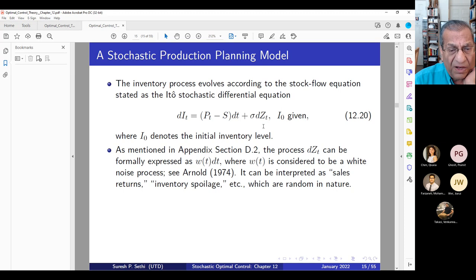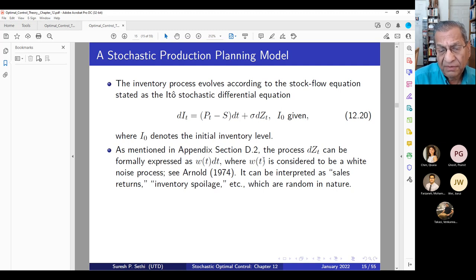I also noted in section D.2 that in old-fashioned books on stochastic control, this dZt was given another name. So if we divide by dt, you get I dot equals pt minus s, plus sigma dZ/dt, and dZ/dt was formally written as wt. It's called white noise. In the end, it's just the notation.